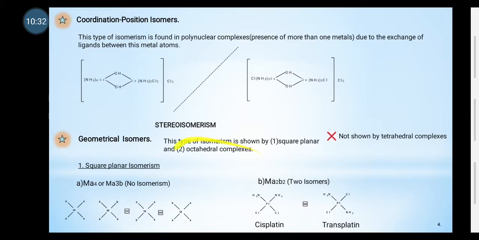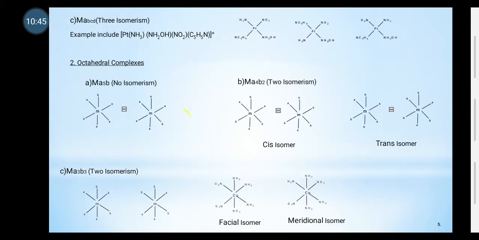So now progressing to octahedral, I just explained the square planar. You can see it's in a square form. I'm still on geometrical isomers, but I will now be explaining octahedral complexes, which is the second one. Look at the octahedral. These are the octahedral complexes. No isomer is formed here.